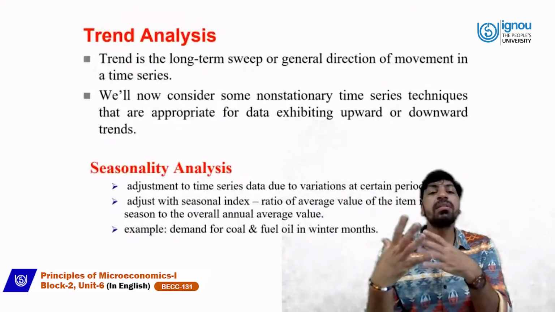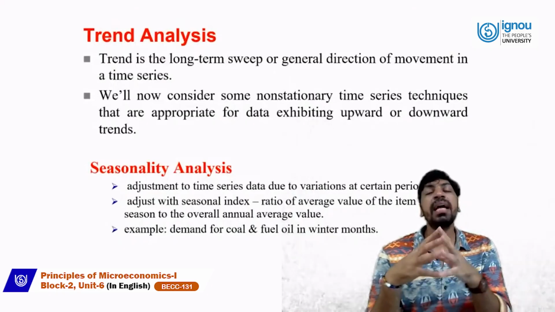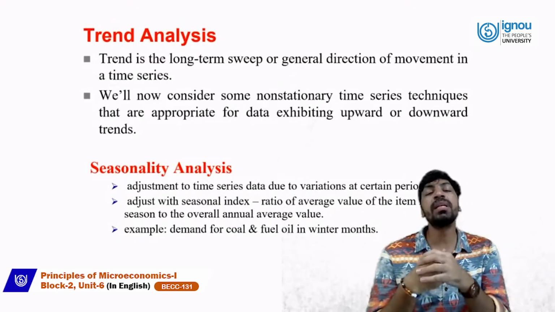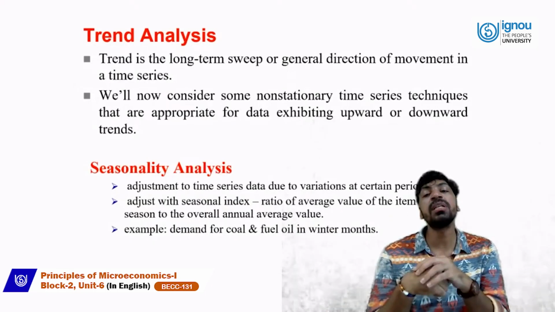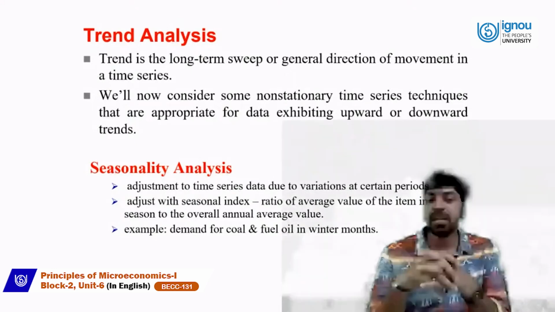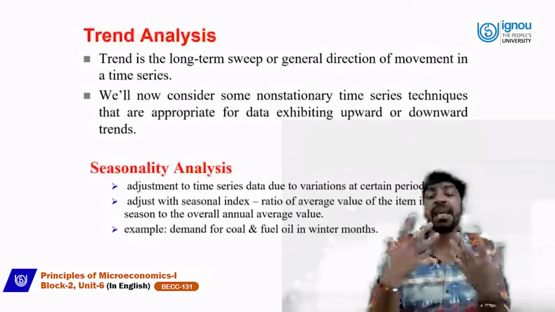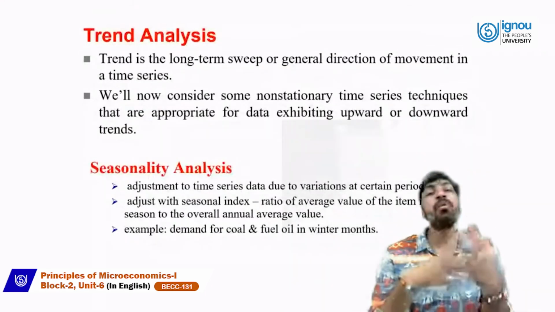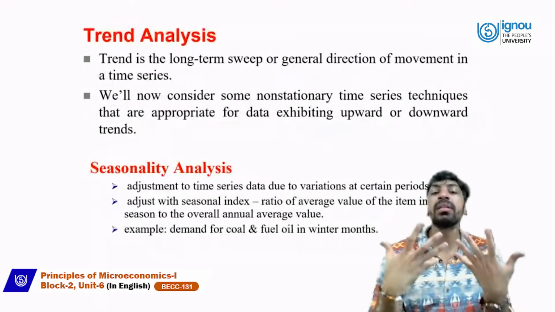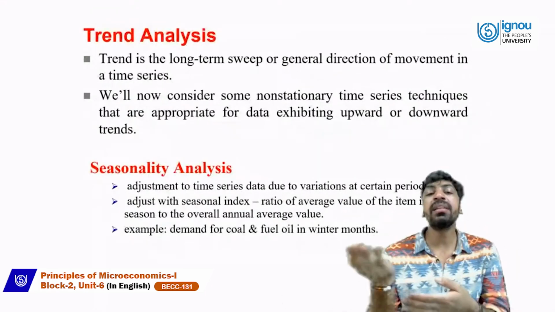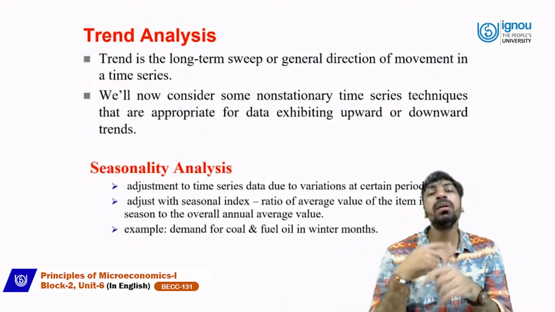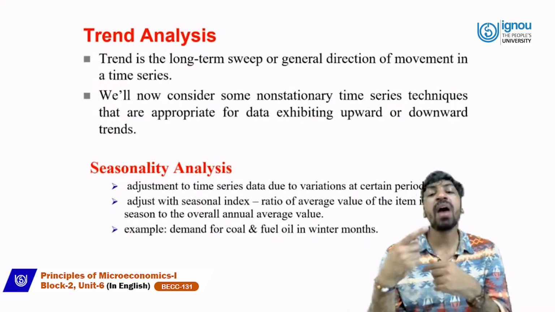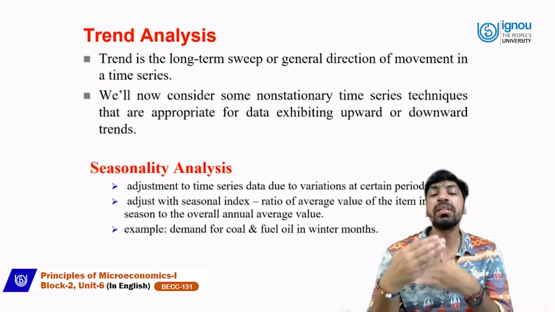Seasonality analysis, this is also another concept. It always shows the adjustments, how much the adjustments are to be done in a time series data and how much the variations will be possible at a certain period. It is always adjusted with a seasonal index. What is the index? It is the ratio of average value to the overall average value. That's called the seasonal index. And how to calculate the seasonal index? That is a ratio. That means the average value of one item divided by the overall average value of all the items. So that is called the seasonal index.